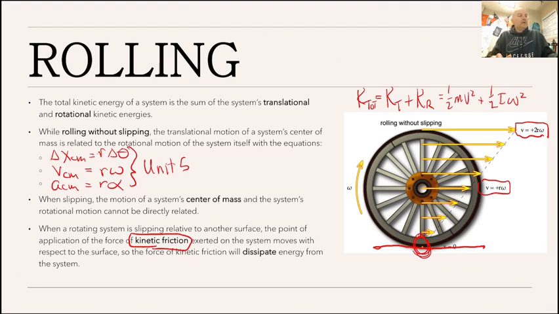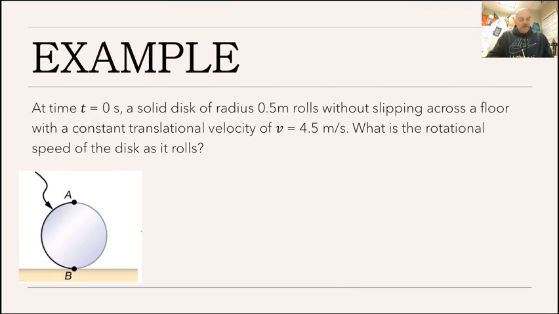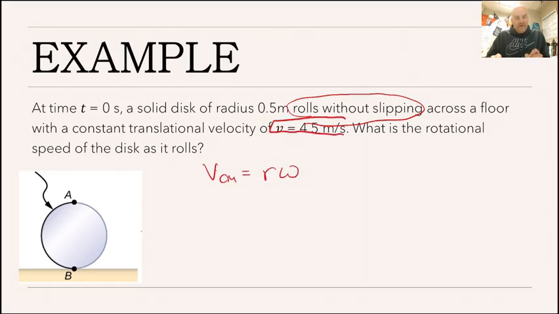Okay, so let's look at an example problem. At time t equals 0 seconds, a solid disk of radius 0.5 meters rolls without slipping across the floor with a constant translational velocity of 4.5 meters per second. What is the rotational speed of the disk as it rolls? Again, they give us the caveat that it rolls without slipping, which tells us that the velocity of the center of mass is just simply r omega. And that's what this is right here.